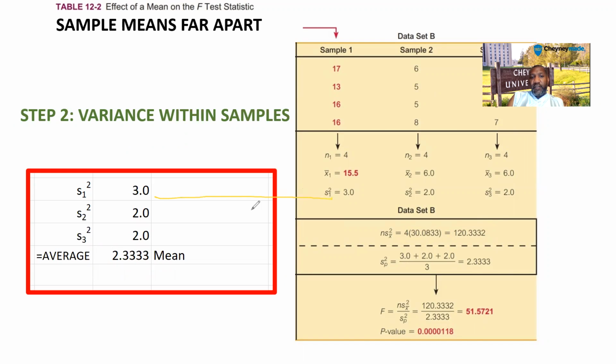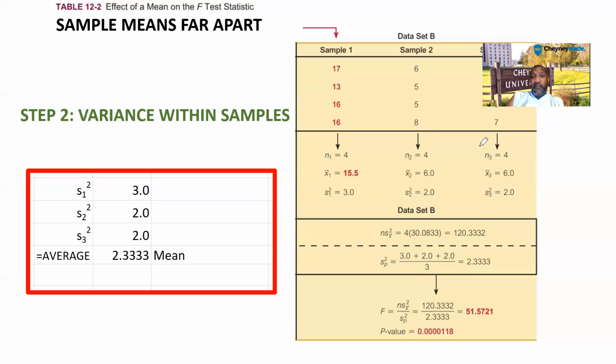3.0. We got our 2.0. And then we got our other 2.0. And just like I said before, we're not dividing this by 3, we would never divide it by 3. We're essentially calculating the mean. And the mean of those values gives us a value of 2.333, which will match exactly what we have right here. It's a different way of doing it.